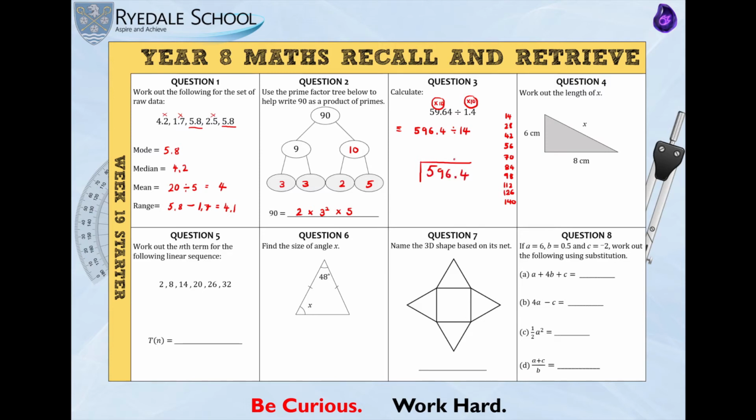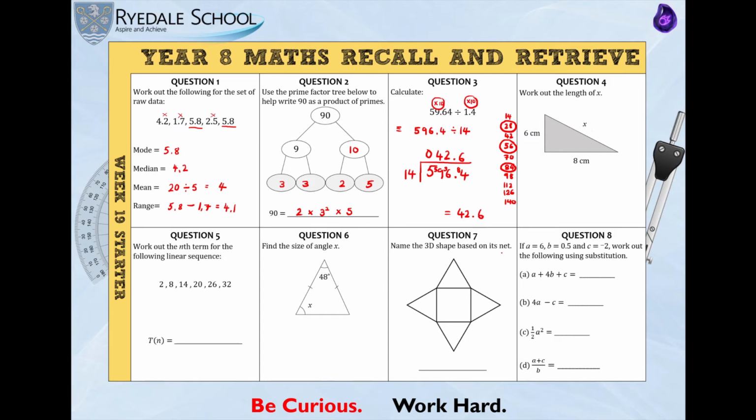596.4 divided by 14. So 14's into 5 doesn't go. Carry the 5. 14 into 59 goes 4 times with 3 left over. 14 into 36 goes twice with 28, so 8 left over, and 14 into 84 is 6 times. So our answer is 42.6.